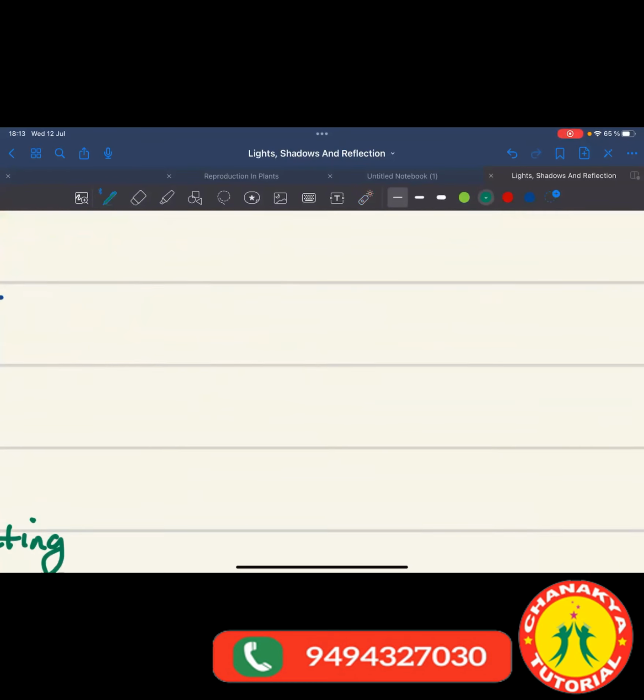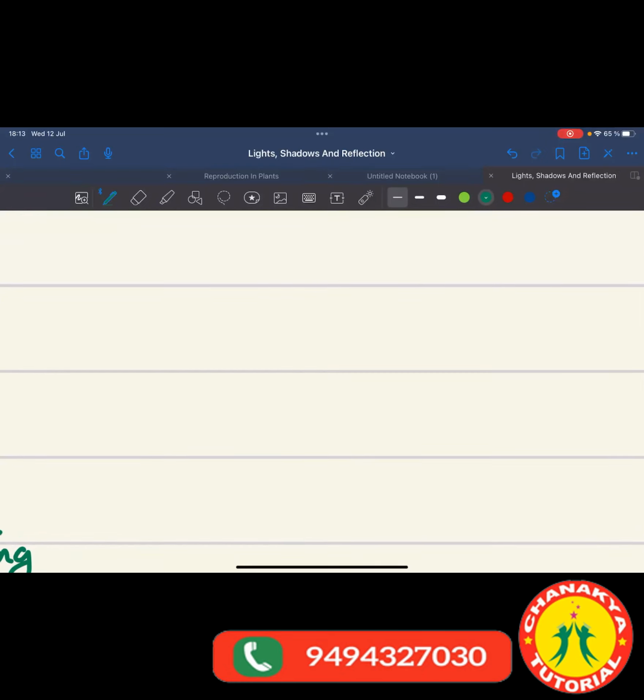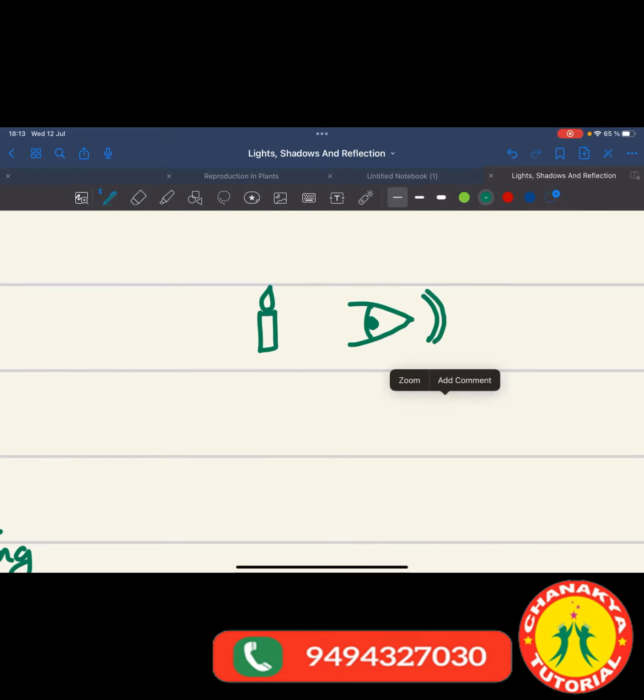Always, in order for an image to be formed, as you saw in the pinhole camera, you need a screen. Without a screen, the image cannot be formed. Similarly, when you are seeing an object, you're able to see it because there is a screen behind your eyes. This screen only enables you to see. If this screen is damaged, you will become blind. So this pinhole camera is a perfect example of how an eye works.